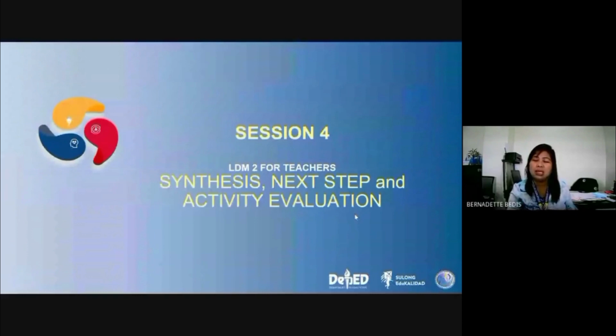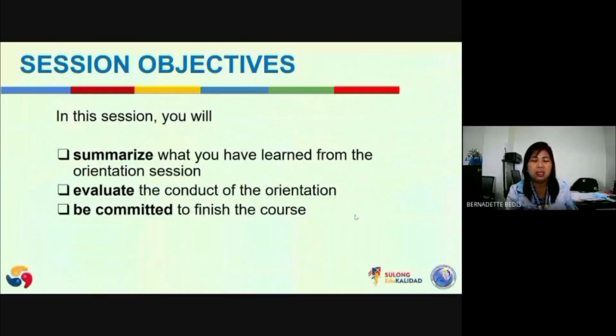So, what's next after this orientation? The session objectives are the following. In this session, you will summarize what you have learned from the orientation session. Number 2, evaluate the conduct of the orientation. And lastly, be committed to finish the course.